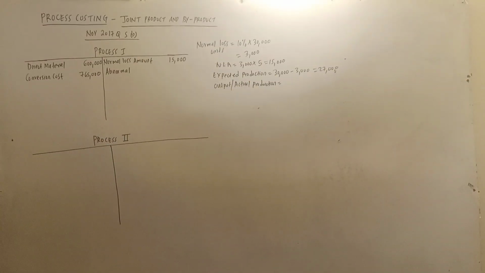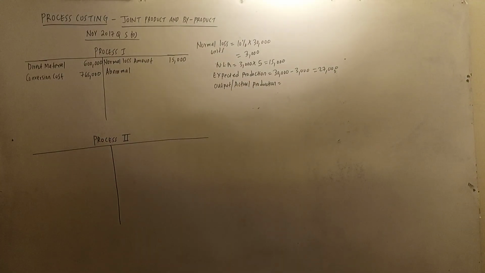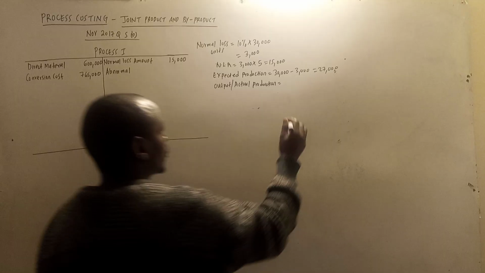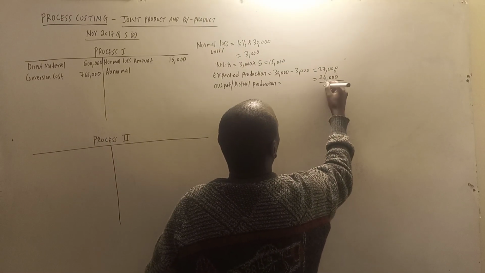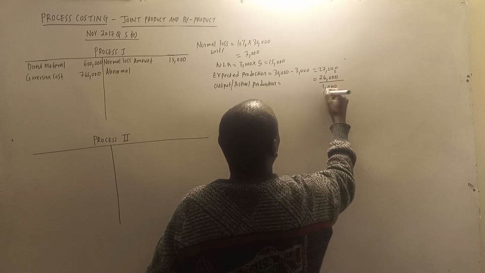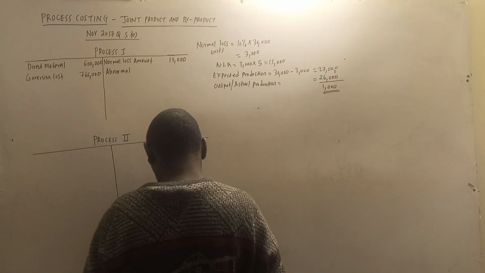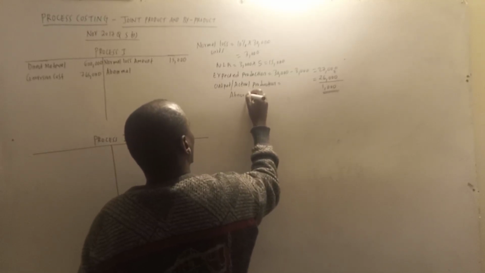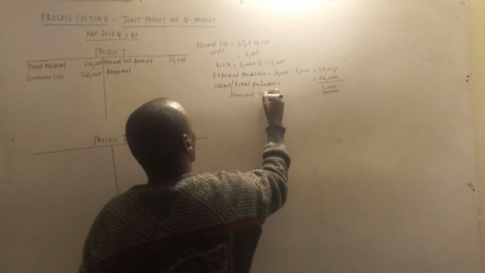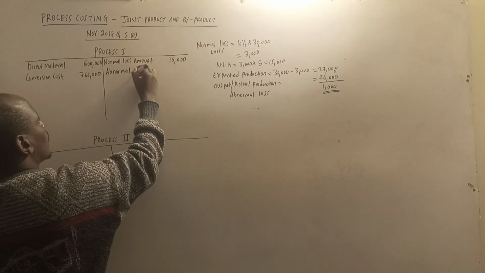So what is the output for this process? Now information number 1 says the output in process 1 transferred to process 2 is 26,000. So we compare the two. 27,000 minus 26,000, a difference of 1,000. So is it a gain or a loss? Then it's abnormal loss.